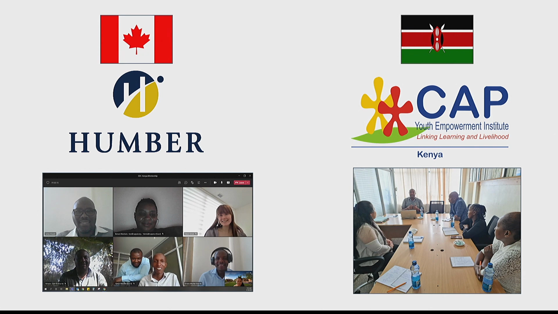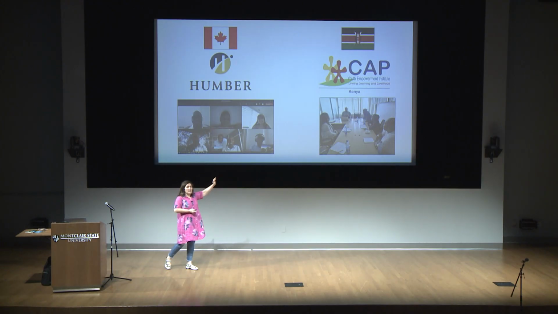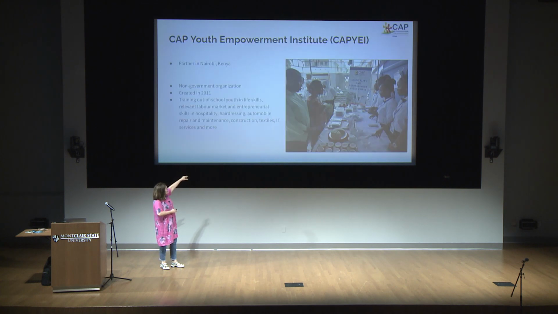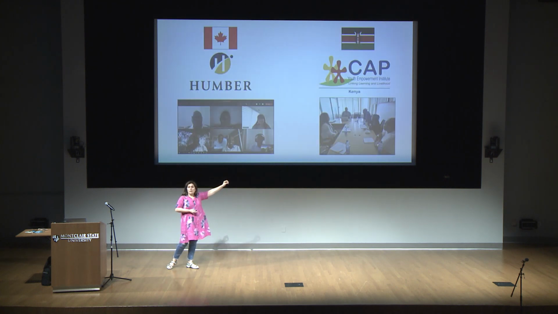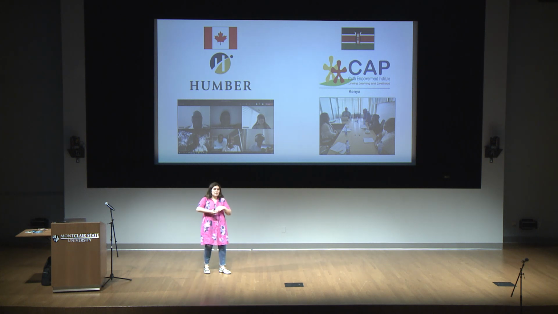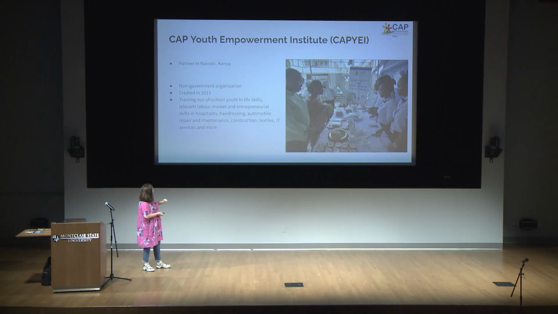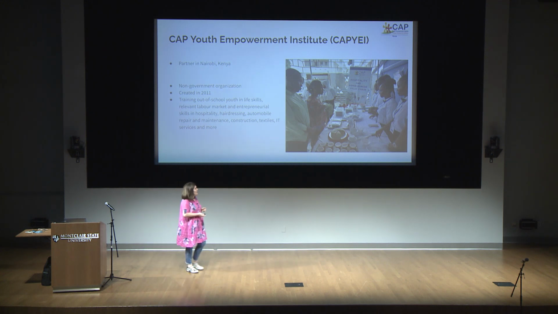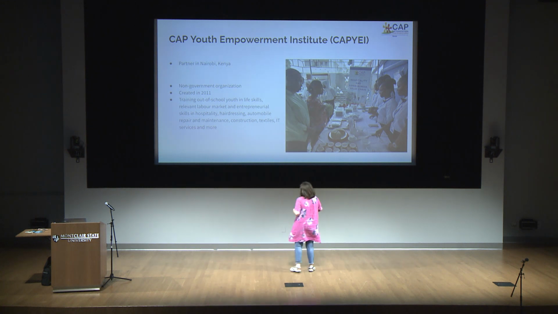So CAPYA, or CAP Youth Empowerment Institute, was our partner. So Humber partnered with CAPYA, and I hired my students, and they had to recruit the beneficiaries, who are the female refugees who have small businesses, and most of them were into clothing or jewelry making or some sort of handcrafts, and they wanted to monetize that, and they needed support with online presence. So this is what CAPYA does. It's a non-governmental organization located in Nairobi in Kenya. Unfortunately, we couldn't go there. I would love to go there one day, but that was not an option due to the pandemic.